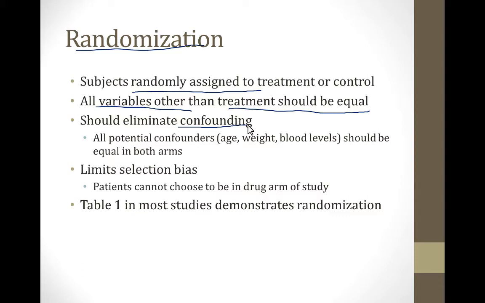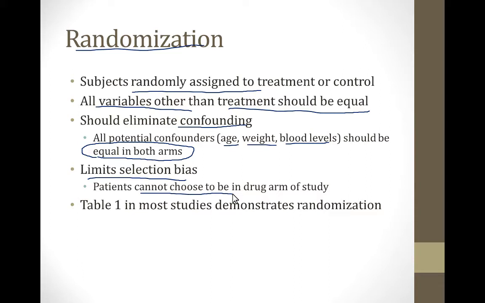Confounders are things other than the drug or treatment that influence outcomes. So they're things like age, weight, or blood levels of certain chemicals. And if they're unevenly distributed, they could influence the outcome. But those things should all be equal in both arms if you perform randomization. And in addition, you should limit selection bias. And as I said before, patients can't choose to be in one arm or the other based on how healthy or sick they are.